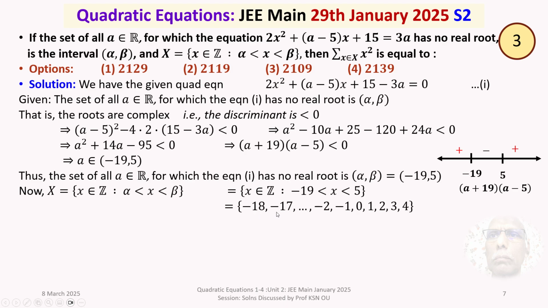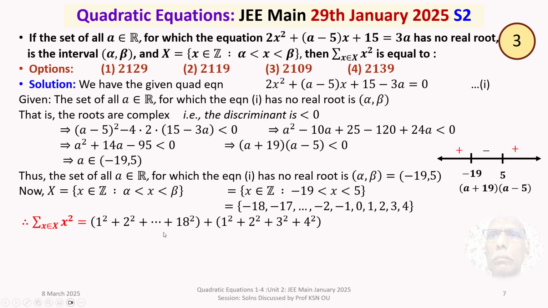Minus 18, minus 17, and so on, minus 2, minus 1, 0, 1, 2, 3, 4, up to 5. Now, the sum of the squares of the elements of capital X. So that will be minus 1 square is 1 square, minus 2 square is 2 square, and so on, 17 square, 18 square. Sigma x square, x belongs to X, is 1 square plus 2 square plus up to 18 square. And 0 square is 0, then 1 square plus 2 square plus 3 square plus 4 square.